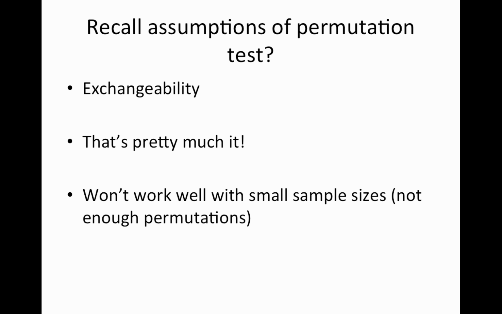The only downside is they don't work well with small sample sizes because you can't generate enough permutations to sample the tail of the distribution well. And we need the tail because that's what we're using to compute the p-value.